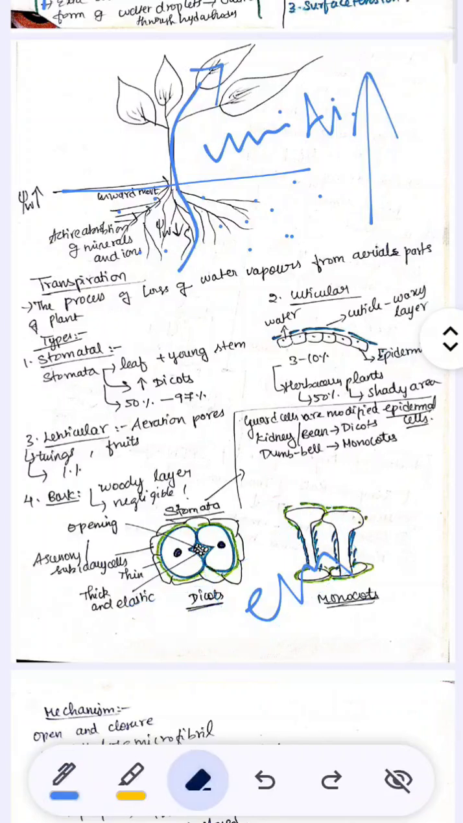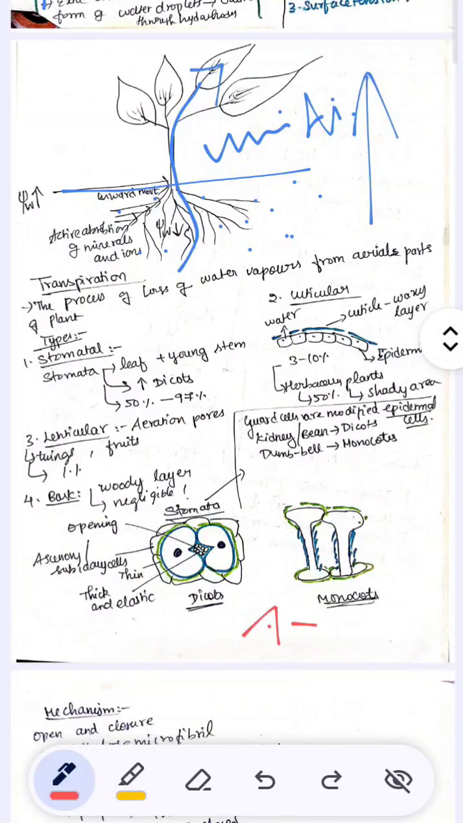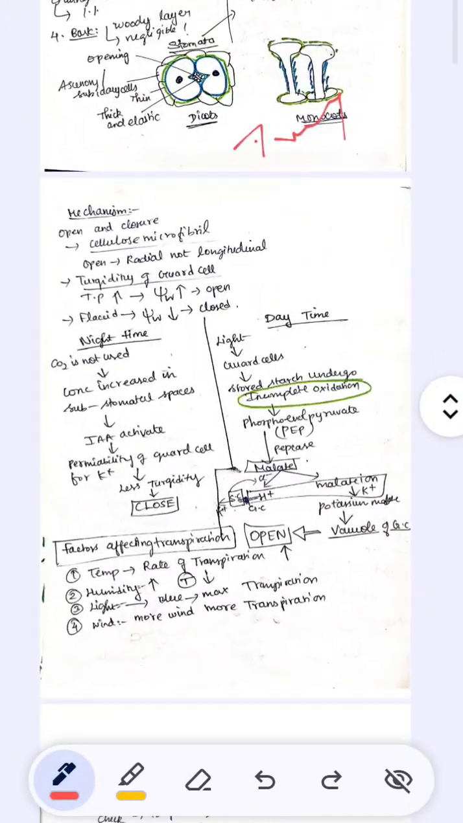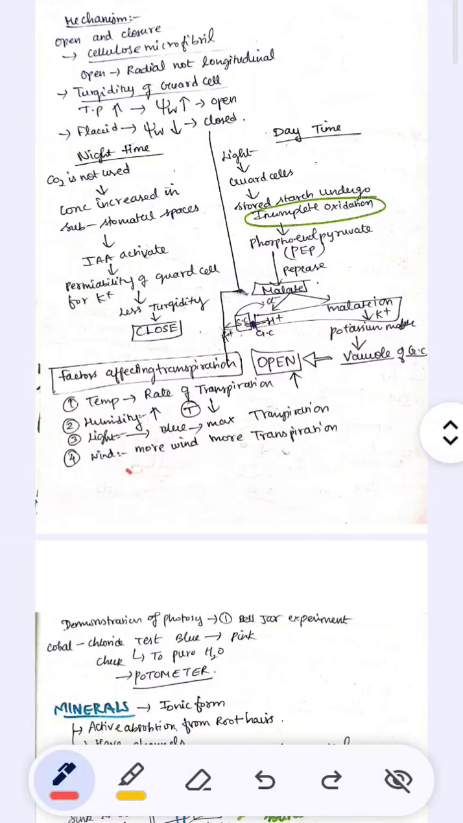Then, if we can observe, the stomata are nothing but the pores which are responsible for the process of transpiration, and also useful in the process of photosynthesis too. Here the concept of turbidity and the factors responsible for transpiration has been mentioned. The temperature, humidity, light and wind. These are the four important factors which are responsible for the transpiration process.